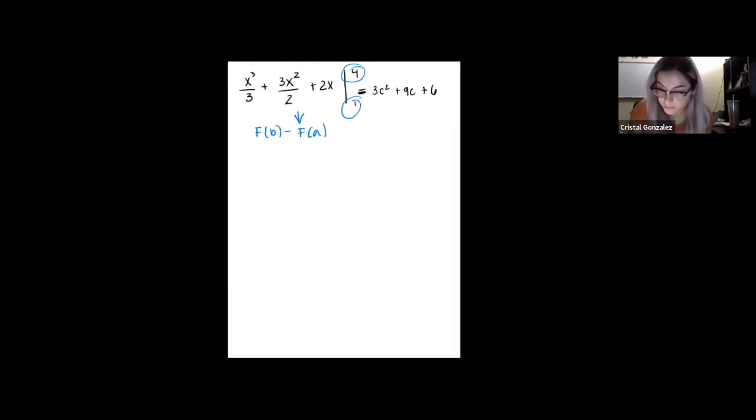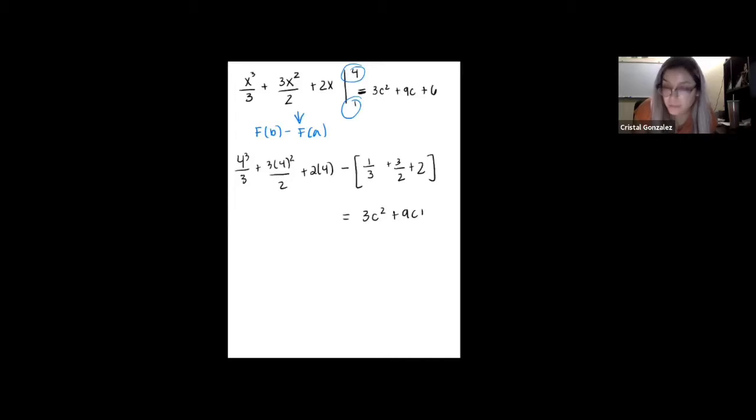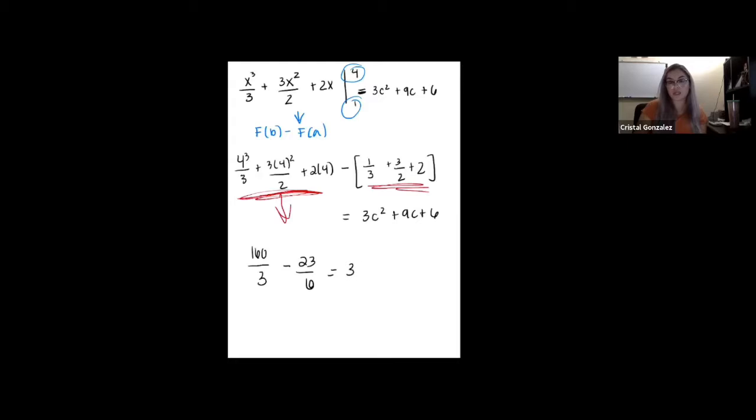So that's going to be 4 cubed over 3 plus 3 times 4 squared over 2 plus 2 times 4, minus 1 over 3 plus 3 over 2 plus 2, and this is all equal to that right-hand side, which is 3c squared plus 9c plus 6. Okay, and now we're simply going to evaluate this part here and this part here. So this is going to be, I did it ahead of time, 160 over 3 minus 23 over 6, which is still equal to this right-hand side, 3c squared plus 9c plus 6.